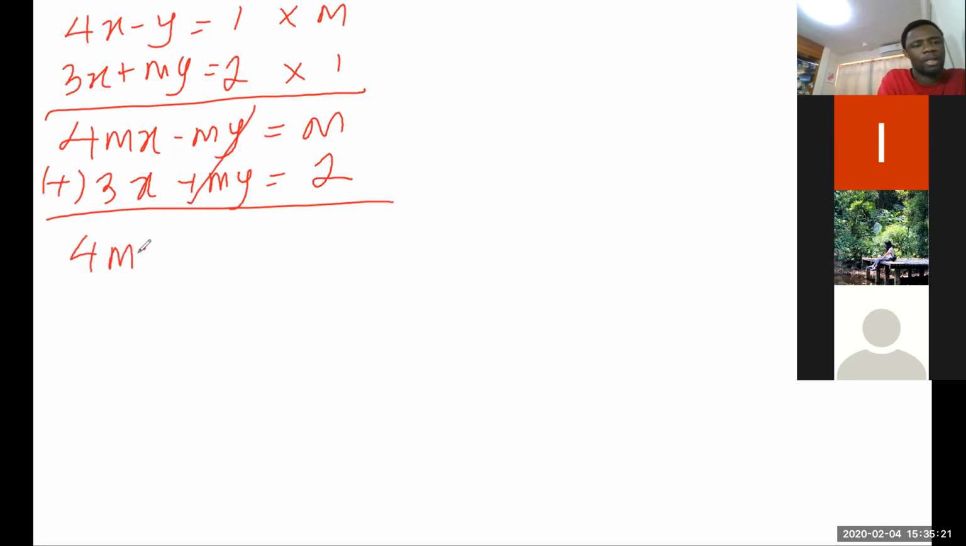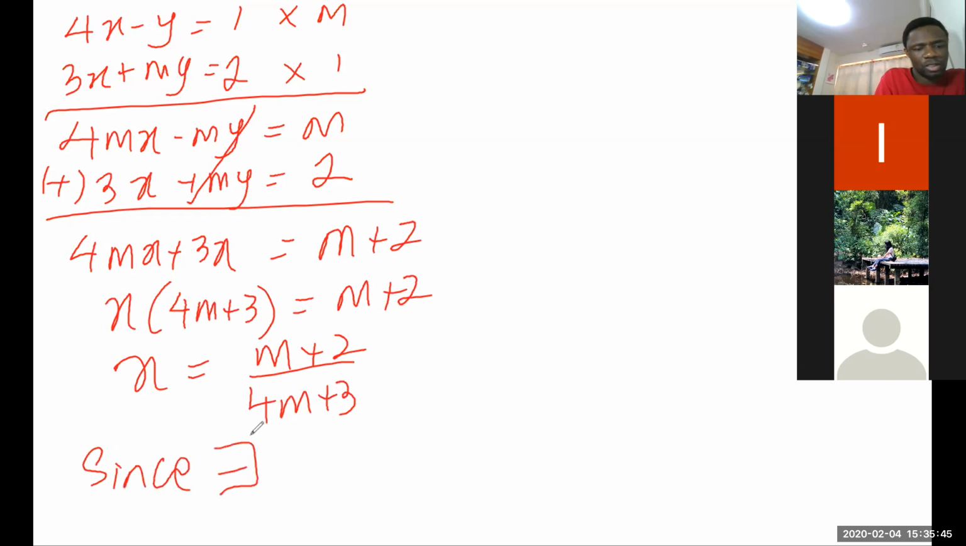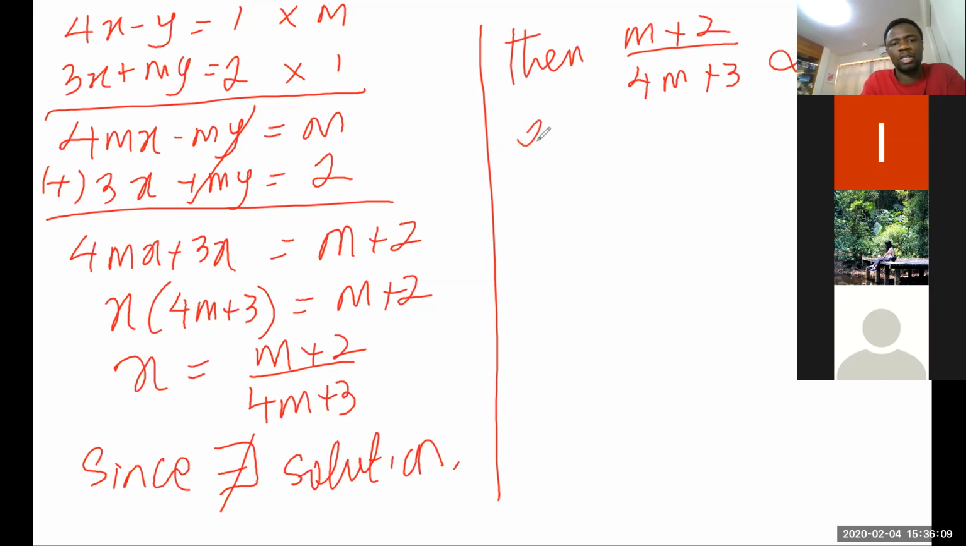If you add the two equations, this is gone. And this is 4mx plus 3x is equal to m plus 2. So x times 4m plus 3 equals m plus 2. Then x is equal to m plus 2 divided by 4m plus 3. Okay. And so since there exists no solution, then x does not exist, right? Instead of saying x, I put it as that fraction. Then m plus 2 divided by 4m plus 3 does not exist. Instead of saying does not exist, what can I say?